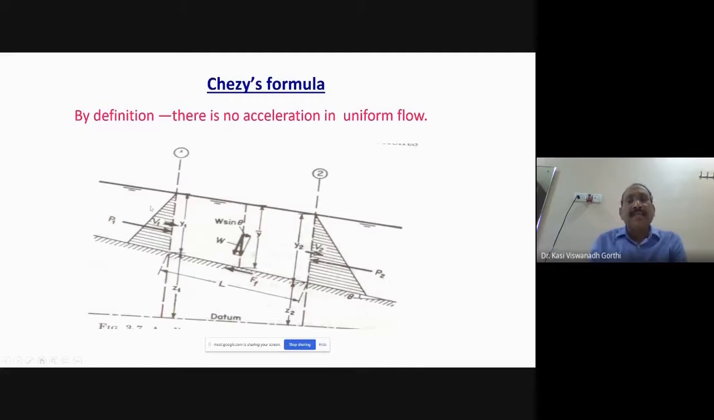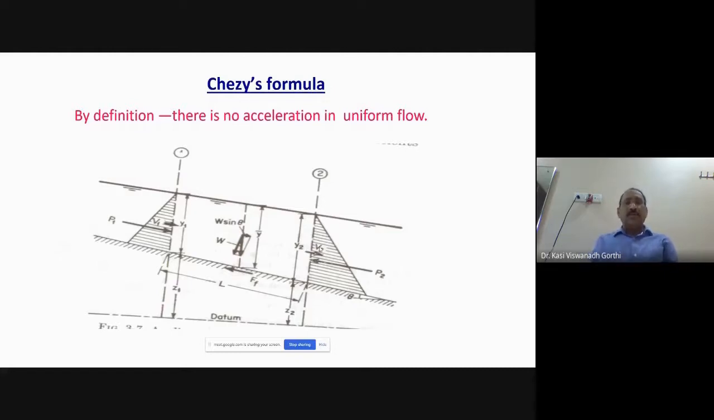And in the case of a uniform flow, since the velocity is constant, the velocity at section 1, V1, is equal to the velocity at section 2, V2. Since there is no change in velocity, acceleration becomes 0. This is another point. There is no acceleration in the uniform flow.